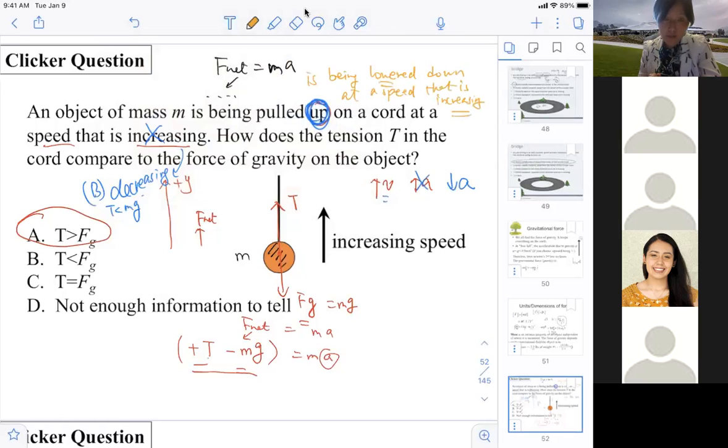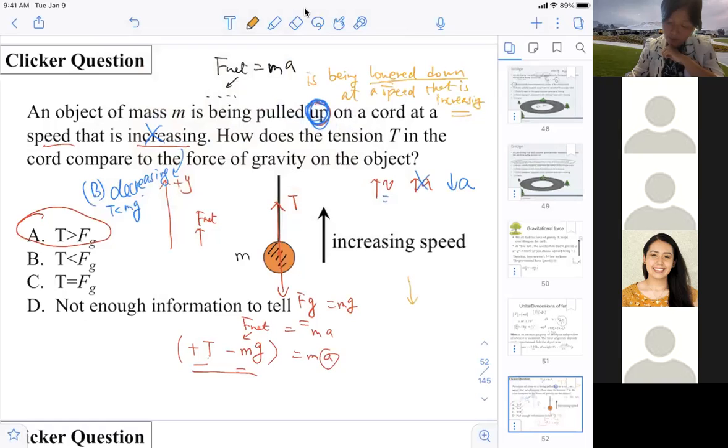A or B or C? So let's do this a step at a time. An object is being lowered down. What is the direction of the velocity? Negative, the negative y direction. Going down, very good.